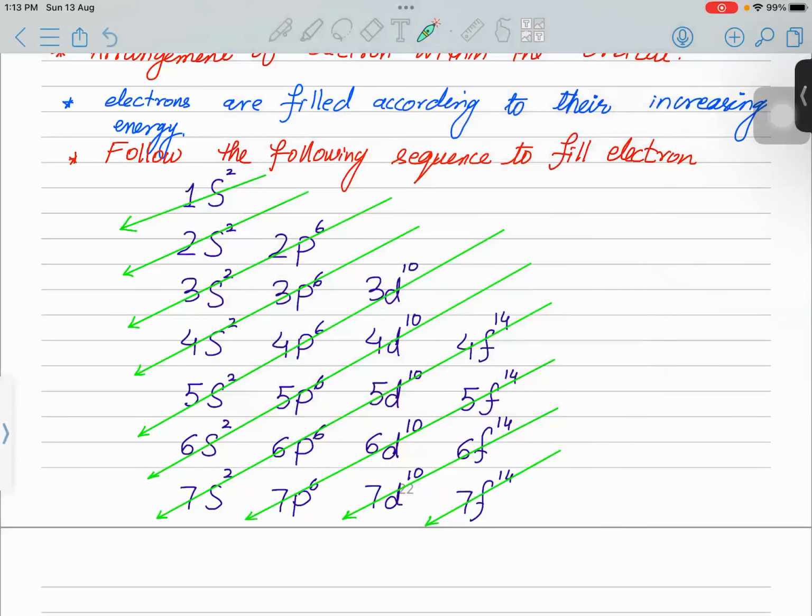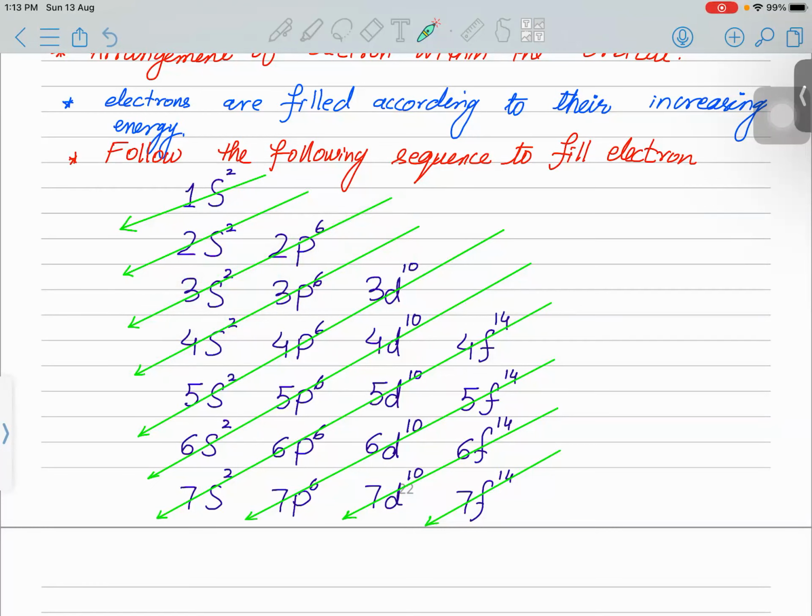This is the arrangement of electrons, the electronic configuration with respect to orbitals. We have discussed s orbital, p orbital, d orbital, and f orbital. Now we are going to arrange electrons within the orbitals. So we follow this sequence: 1s2, 2s2, 2p6, 3s2, then 3p6, 4s2, and so on.